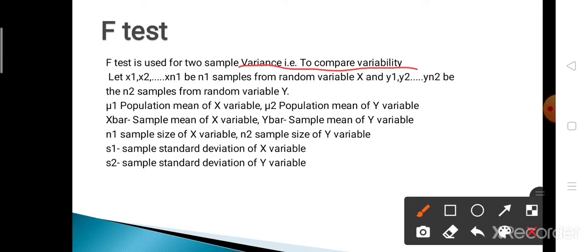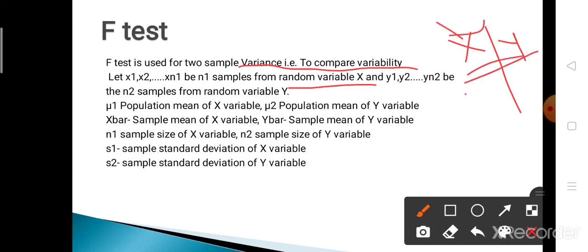Let x1, x2, ..., xn1 be the n1 samples from the random variable x and y1, y2, ..., yn2 be the n2 samples from the random variable y. There are two variables x and y. We use the F-test for testing the variability between the variables.